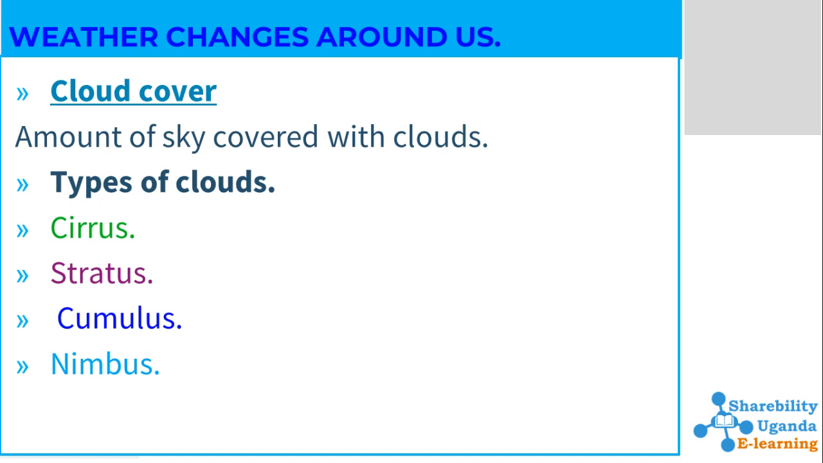Let us look at the types of clouds. We have cirrus cloud, we have stratus, cumulus, and we have nimbus clouds. Nimbus is the type of cloud that gives us rain.